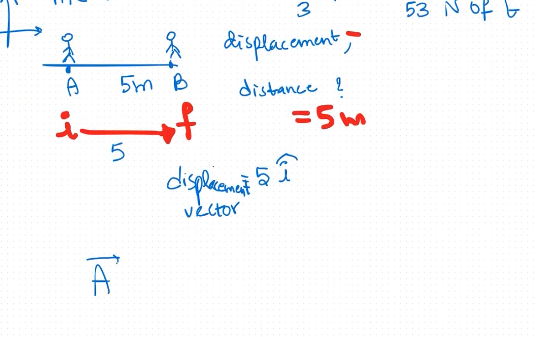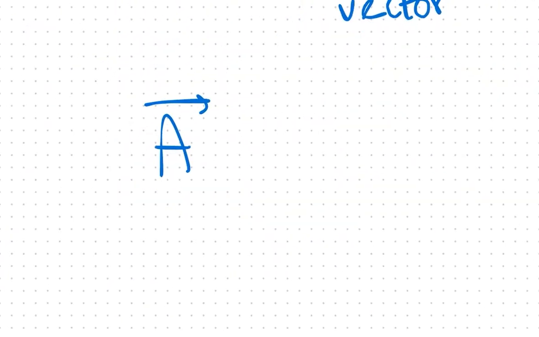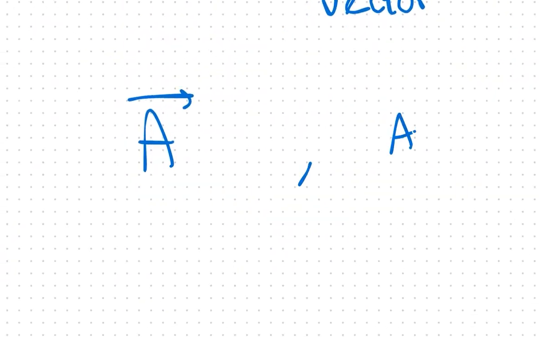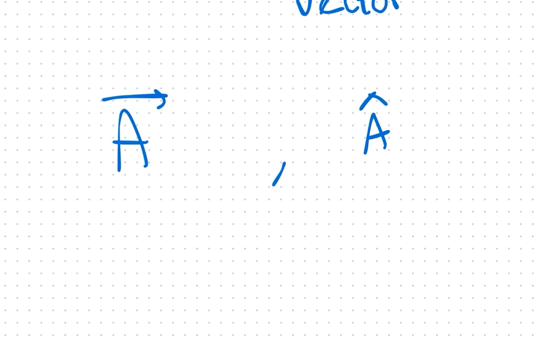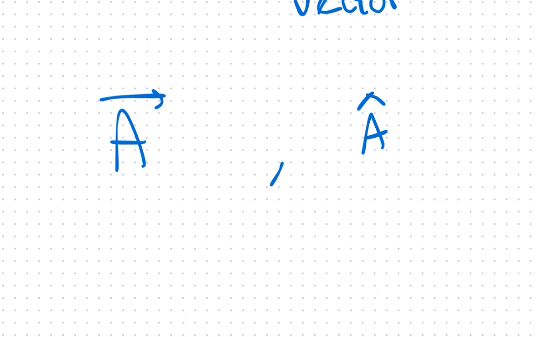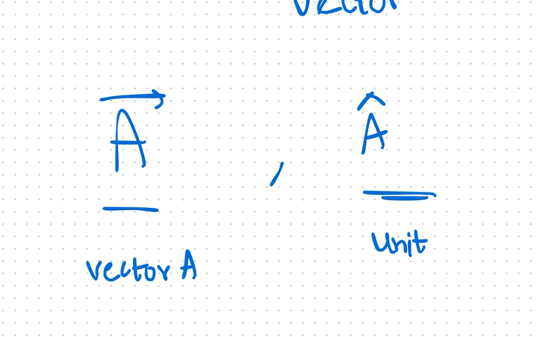See, there are two notations. One is A vector versus A cap. What is the difference between these two? The first one is the whole vector, and the second one is a component of the vector. Well, looking objectively, these arrow marks are different. What does this mean? This means vector A. This means unit vector.